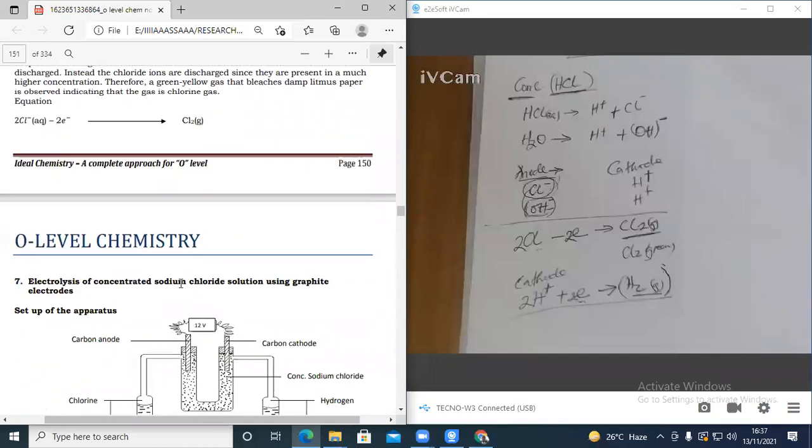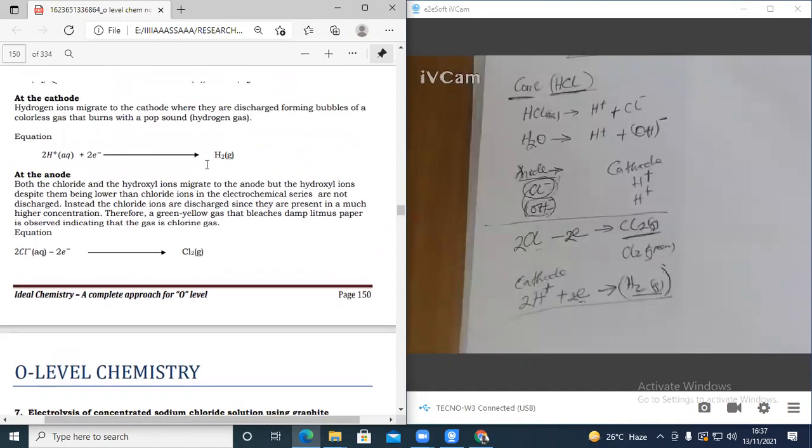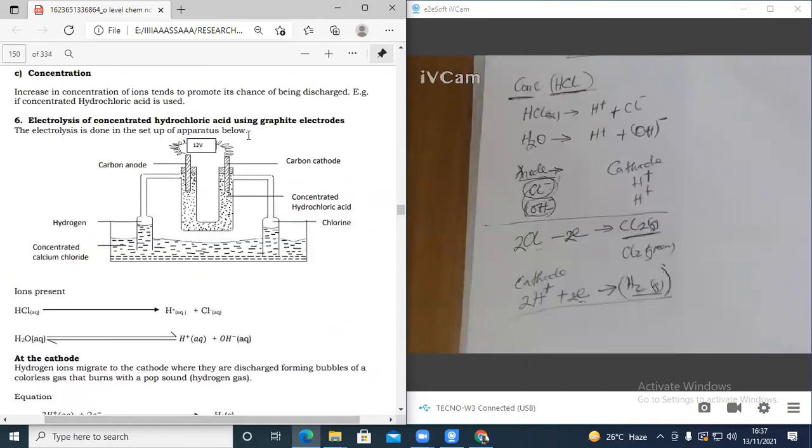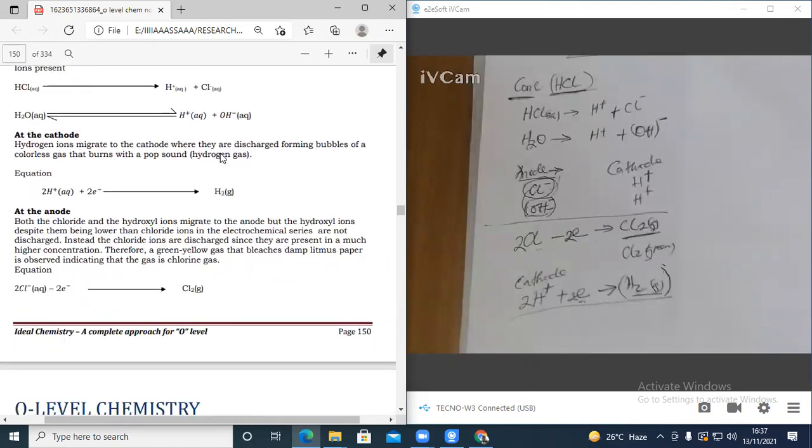Yes. Now, if we are saying electrolysis, here you look at the electrodes being used, using graphite electrodes. Have you seen what they are using in concentration?